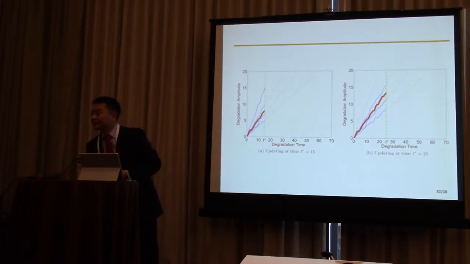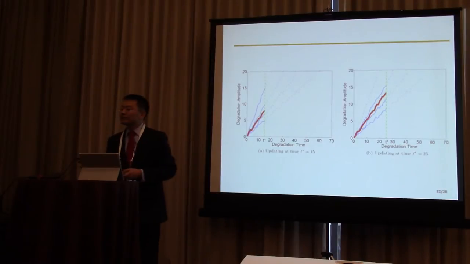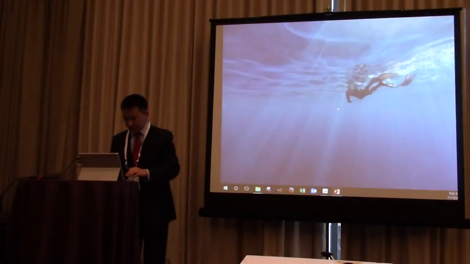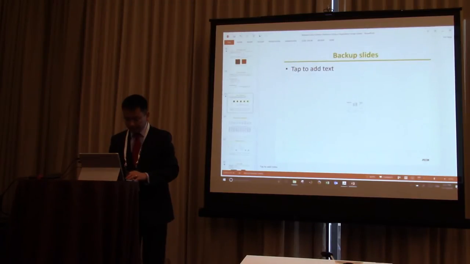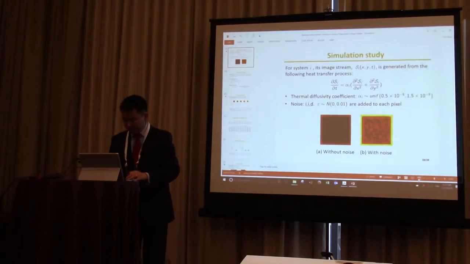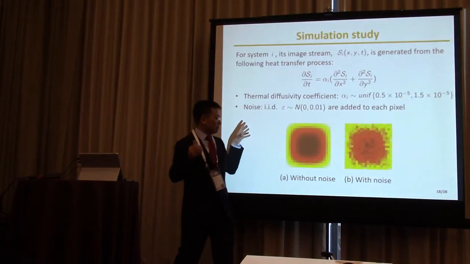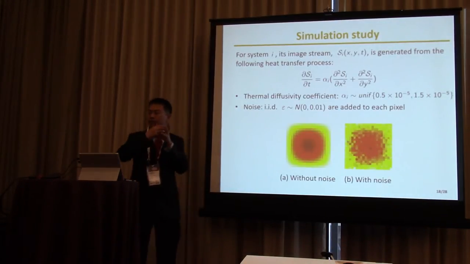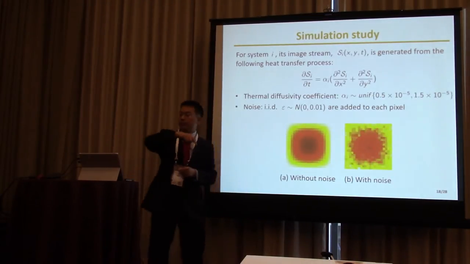So in your simulation and real data, you have temporal and spatial correlation. Yes. The spatial you mean is the image data. Temporal, I haven't seen how you put in the temporal degradation relationship in your simulation. Oh, okay. So for the simulation we actually use a heat transfer process. If you look at this piece here, in the time domain it gradually changes. So that's the kind of correlation. If you plot each pixel, it will be a curve.